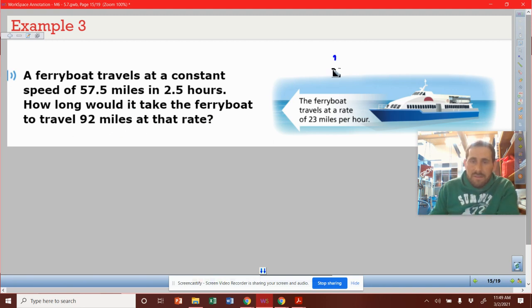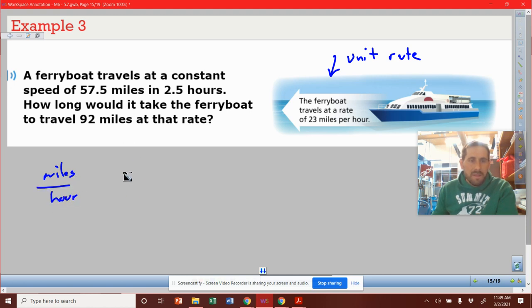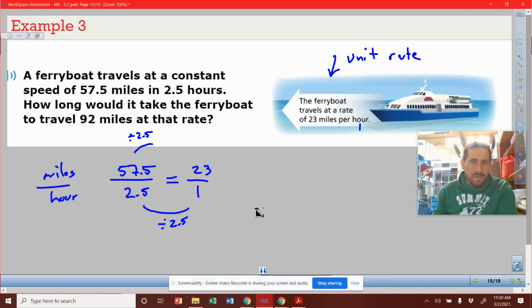It also says that the ferry boat travels at a rate of 23 miles per hour. So this is actually our unit rate. So it's like they did the work for us. They told us our miles per hour, and they told us that we got 57.5 miles for every 2.5 hours. And it's like they found our unit rate. They took this and divided it by 2.5 to get us 1, so 1 hour. And they kind of told us that if I divided this by 2.5, I'm going to get 23.